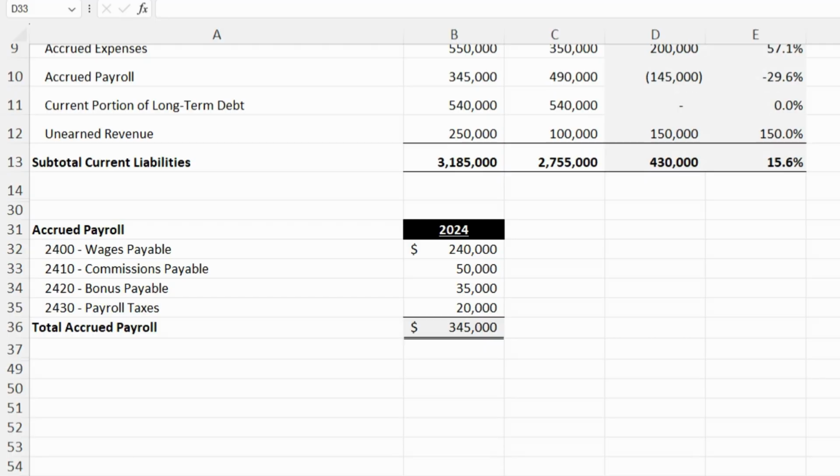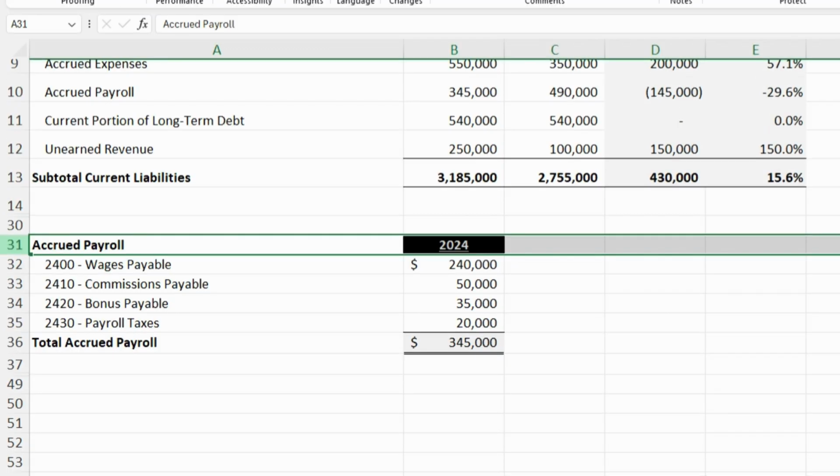Third category is accrued payroll. 4 categories that we're working with. 2400 wages payable, 2410 commissions payable, 2420 bonus payable, and 2430 payroll taxes. Now this is going to be compensation that has been earned in the period that we're reflecting in the financial statements, but has not been paid. That's why we're putting it in the current section of our liabilities. It's owed, but the cash as of the balance sheet date has not gone out the door.